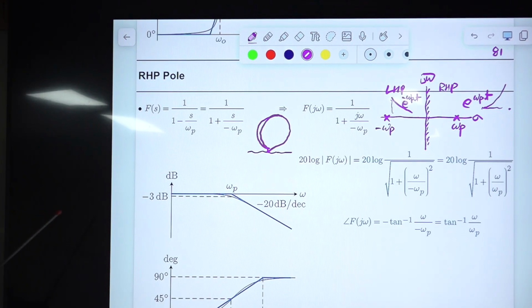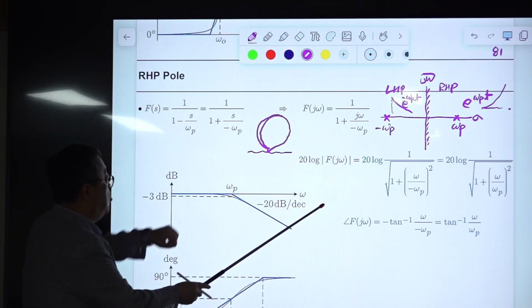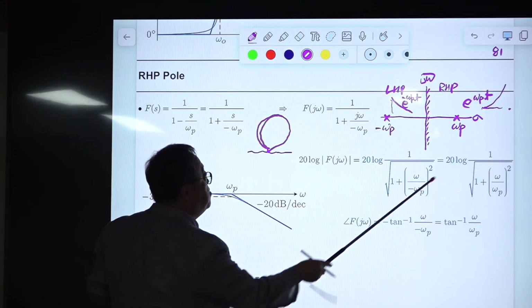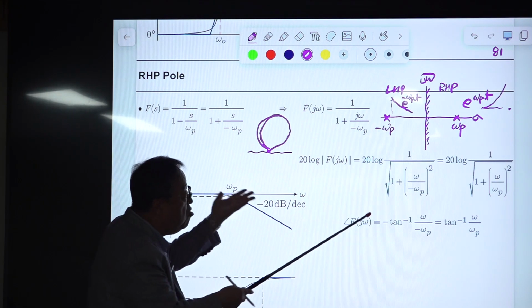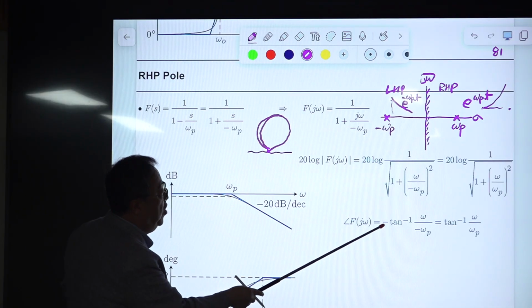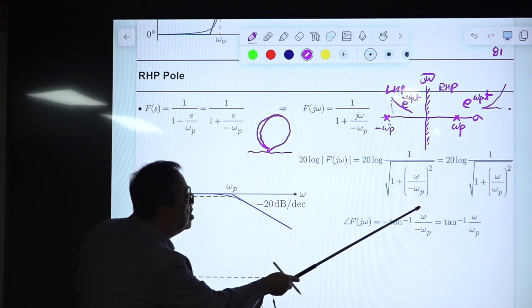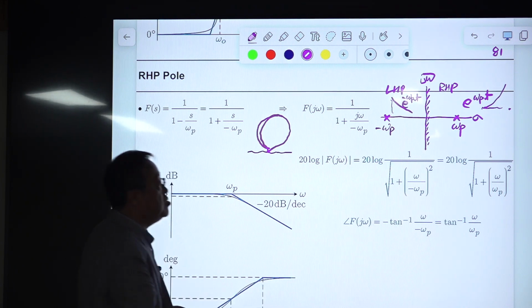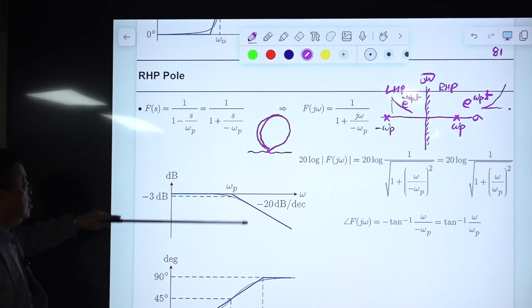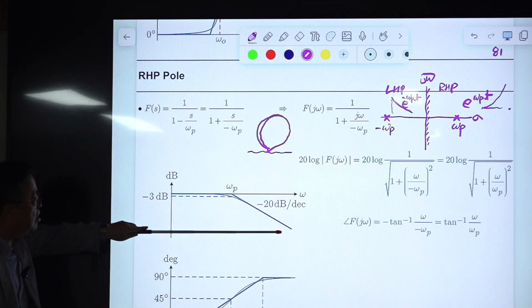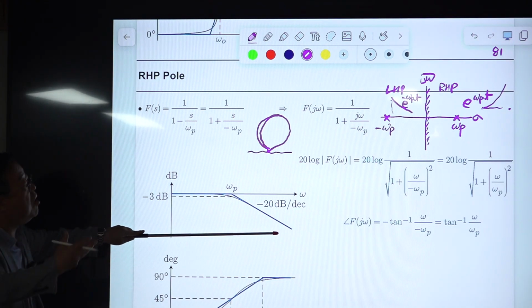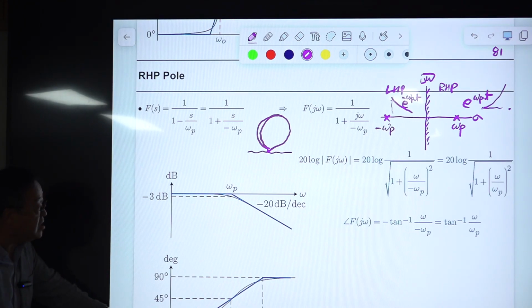So you have the RHP pole. Then the magnitude formula is this one. It is the same as the previous one, the regular pole, but for the phase we have a minus sign here, and this guy is coming in front. Minus becomes positive. So magnitude-wise it is a pole, like a regular pole, but in terms of its phase, it is a zero, not a pole. It's opposite.